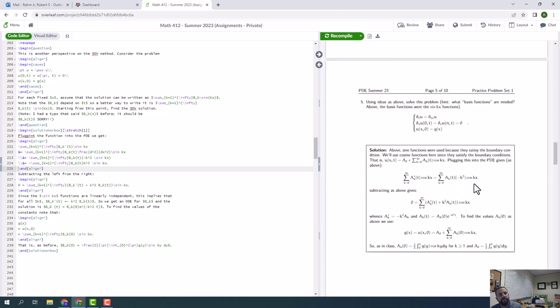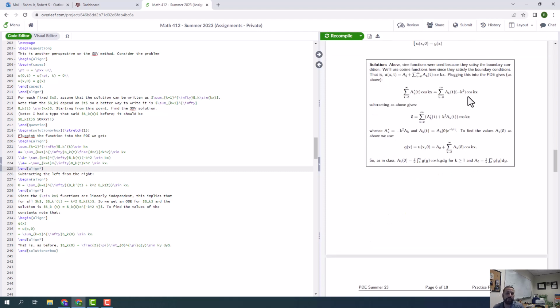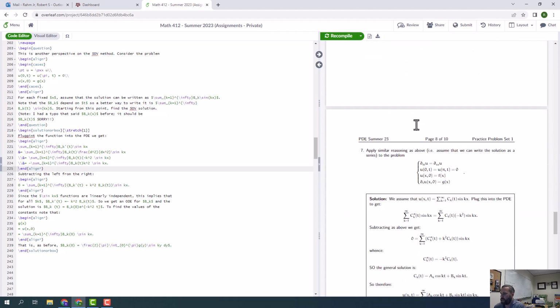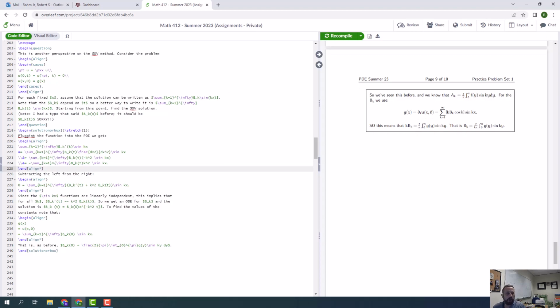Because if I take the derivative of cosine, I get sine, and those are going to be 0 at the boundary points. But if we take the derivative of sine, you get cosine, and those will not be equal to 0 at the boundary points there. Okay, so that's all for this problem.